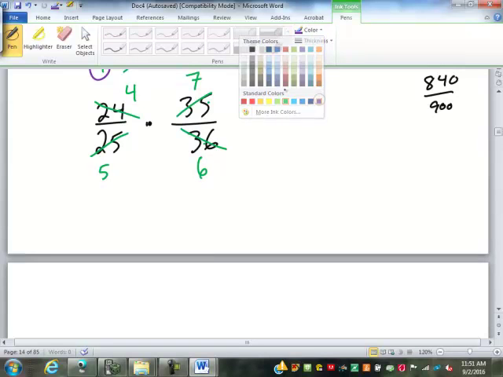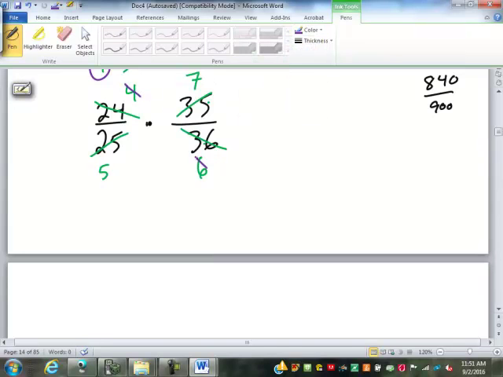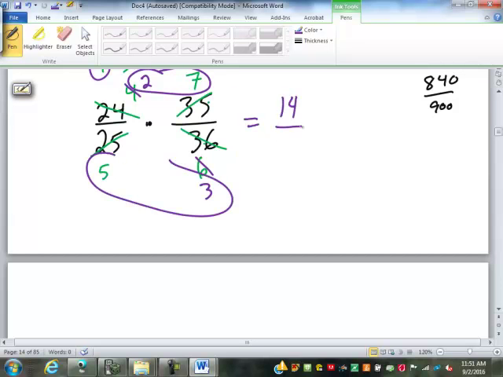We see that they can both still be divided by 2. 4 divided by 2 is 2. 6 divided by 2 is 3. You can see, just like with reducing the fractions, we can keep reducing in our cross-canceling. So now it's 2 times 7 is 14. 5 times 3 is 15. You get 14/15. That is what this would reduce to if you wanted to do it.